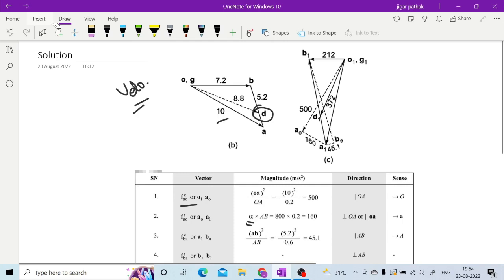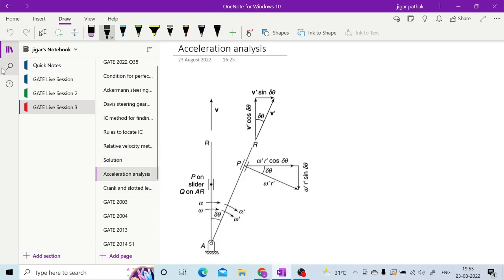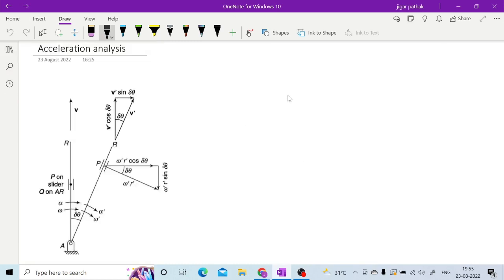So now let us go to the next slide, that is acceleration analysis. In acceleration analysis, we have seen how you draw the centripetal and tangential components. Now when a link has two different motions, like in your quick return mechanism, in the crank and slotted lever mechanism, your slider has linear motion as well as angular motion. Once this kind of component is there in your mechanism, it must have a Coriolis component. We will see how that Coriolis component can be calculated.